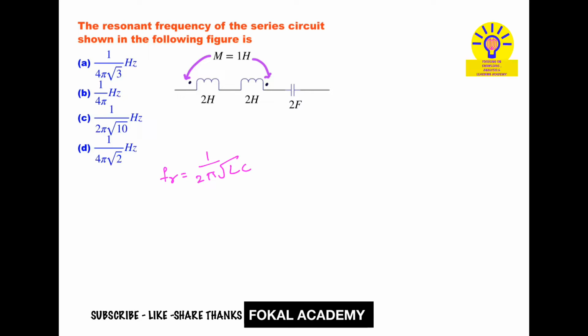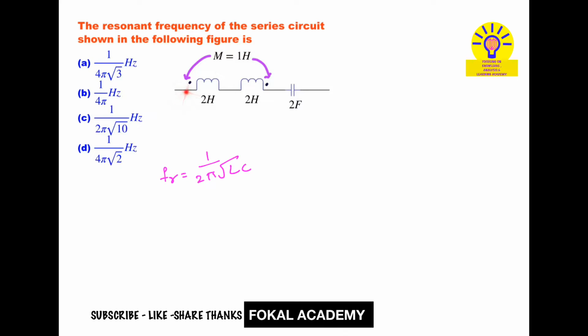From the circuit diagram, capacitance is given as 2 farads, but here two inductors are there. They are magnetically coupled to each other, with mutual inductance of 1 Henry. What is mutual inductance? Whenever two or more inductors are physically close to each other, the current flow in the inductors will develop some mutual inductance between these two inductors. That is called the mutual inductance.